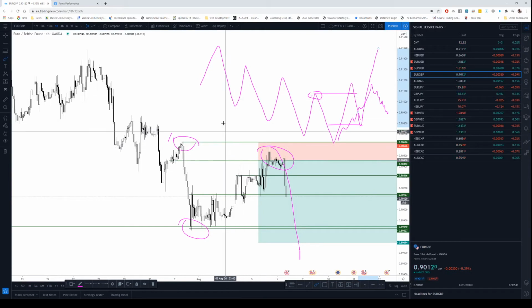Once you understand structure, you'll be able to determine what you're supposed to be doing next. Are you supposed to be buying? Are you supposed to be selling? Are you supposed to be waiting for price to retrace, or are you supposed to be waiting for price to just continue on going up?